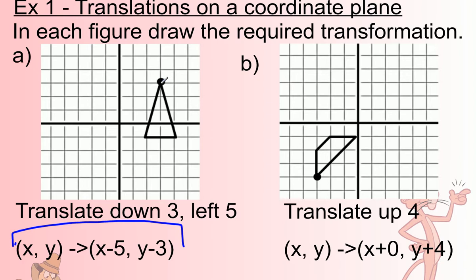So I'm going to go down 3, left 5. 1, 2, 3, 4, 5. That would be the location of this new point. It's going down 3, left 5. And each of the other points are going to do the exact same thing. Down 3, left 5. And then you can take your line and draw it in there. So that would be the image of this new figure.